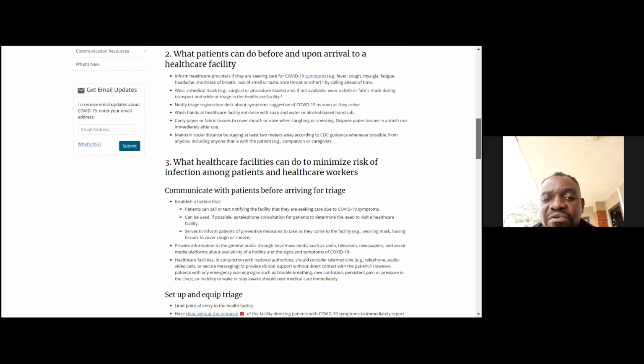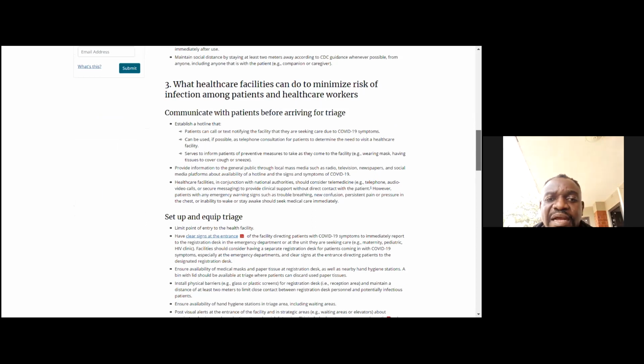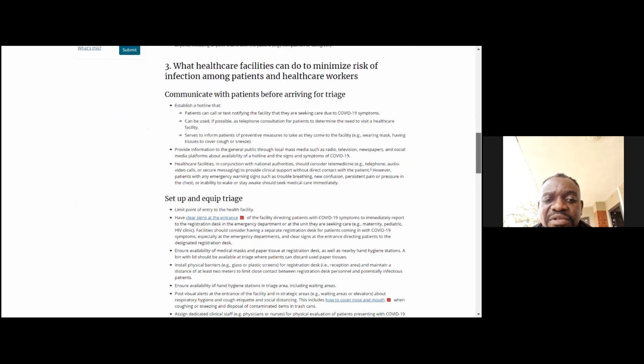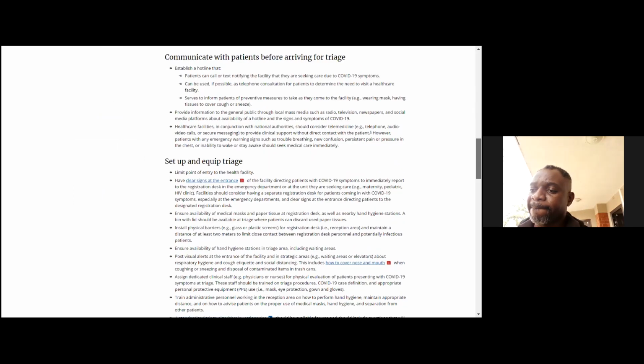And then you also have to know what healthcare facilities can do to minimize the risk of infection among patients and healthcare providers, as was emphasized earlier by Dr. Ndaba. So separating patients who are sick and the protection using PPE is very important. Yeah. Dr. Op, do you have more information to add on triaging?